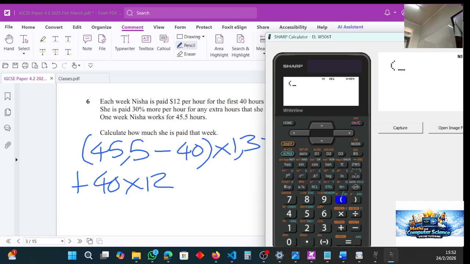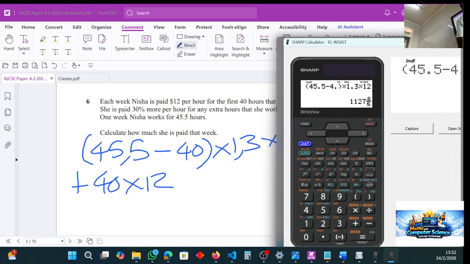Inside brackets, I'm having 45.5 minus 40. Now I close my brackets and multiply this by 1.3, which is 30% more than 100. Then I multiply it by 12. From there, I add 40 times 12, and the result that I get there will be 1127. And it looks like there's an error with my calculation. Let me come back again and check.